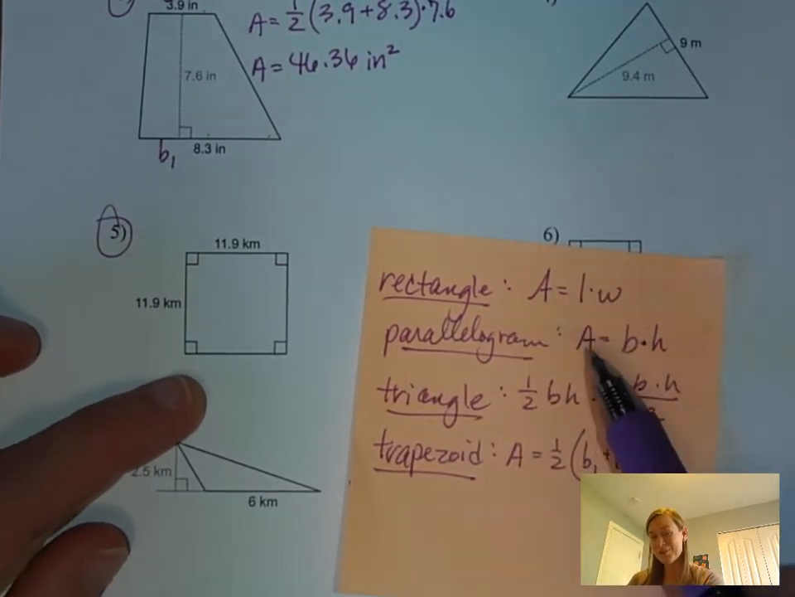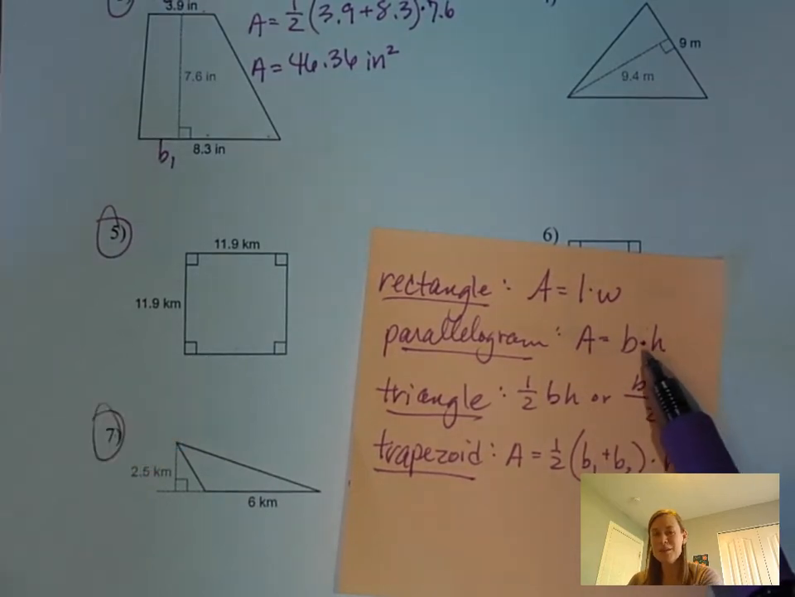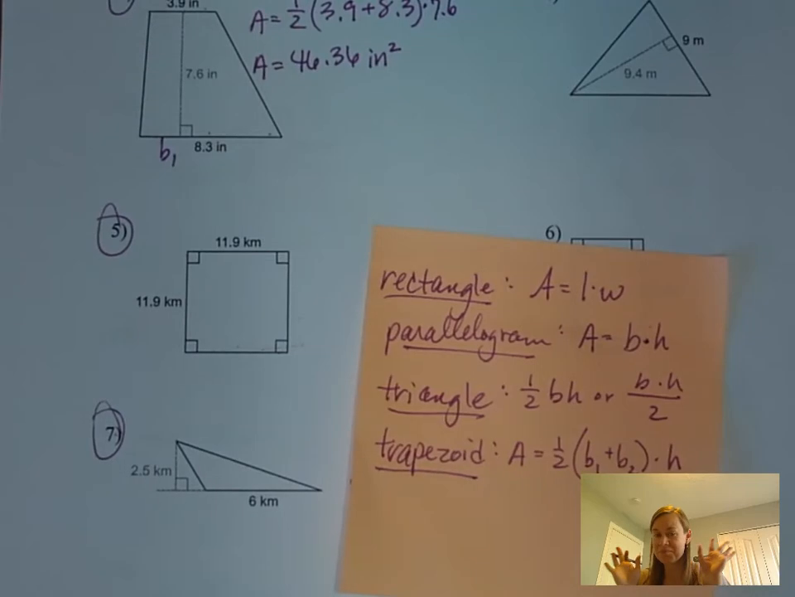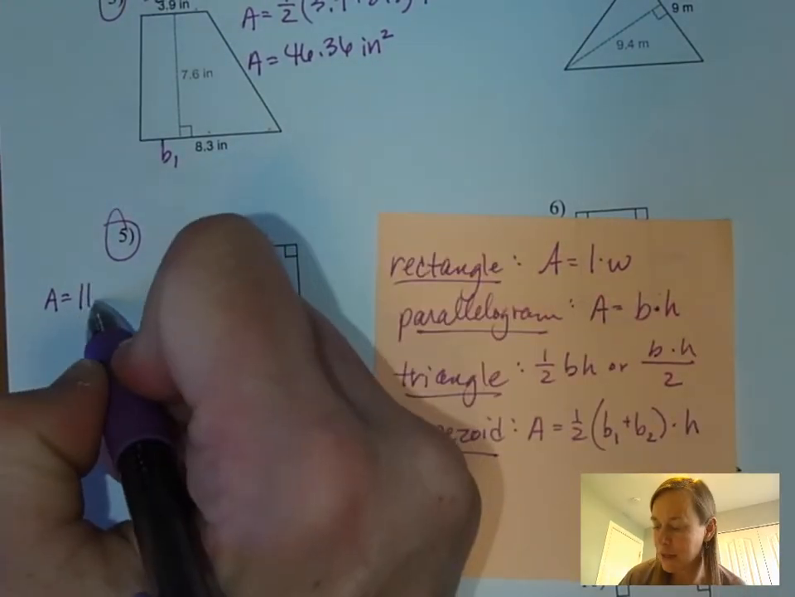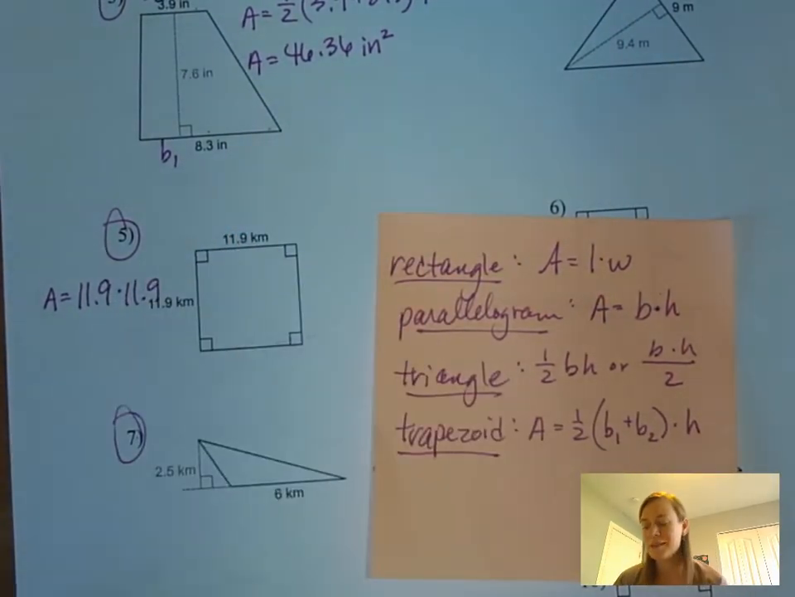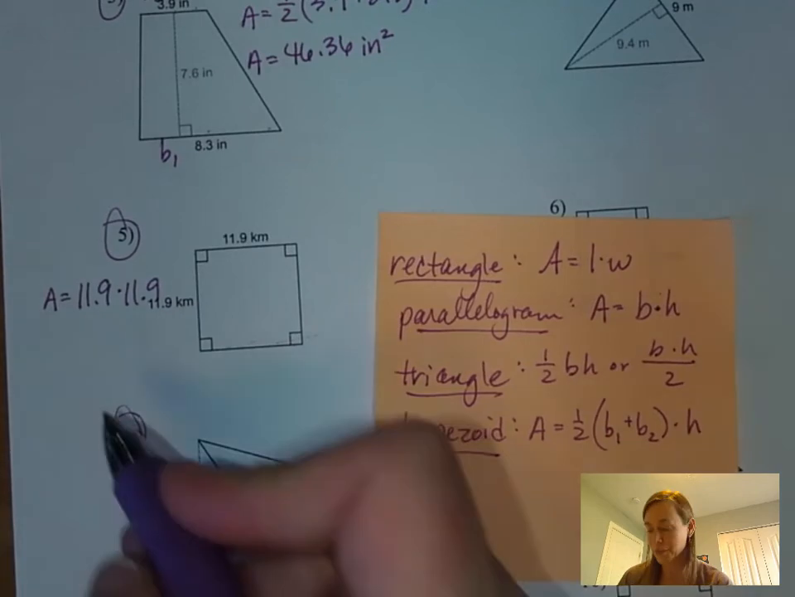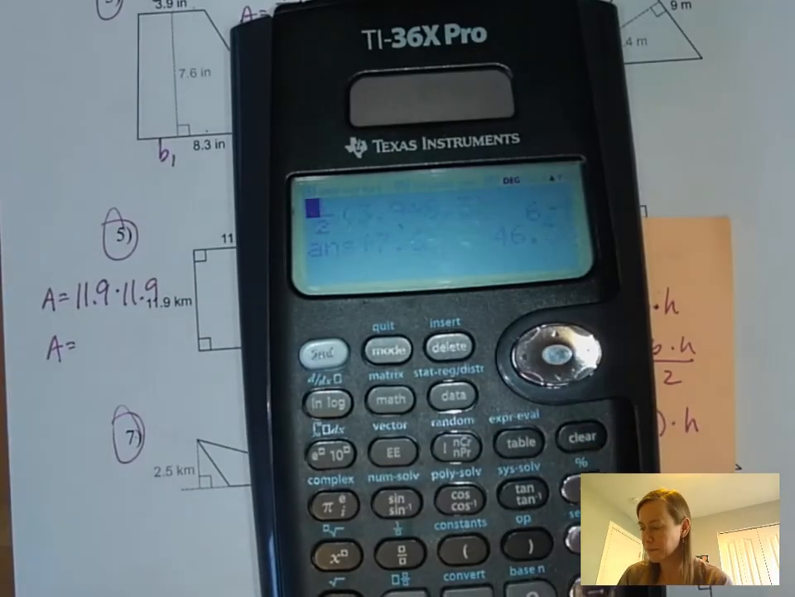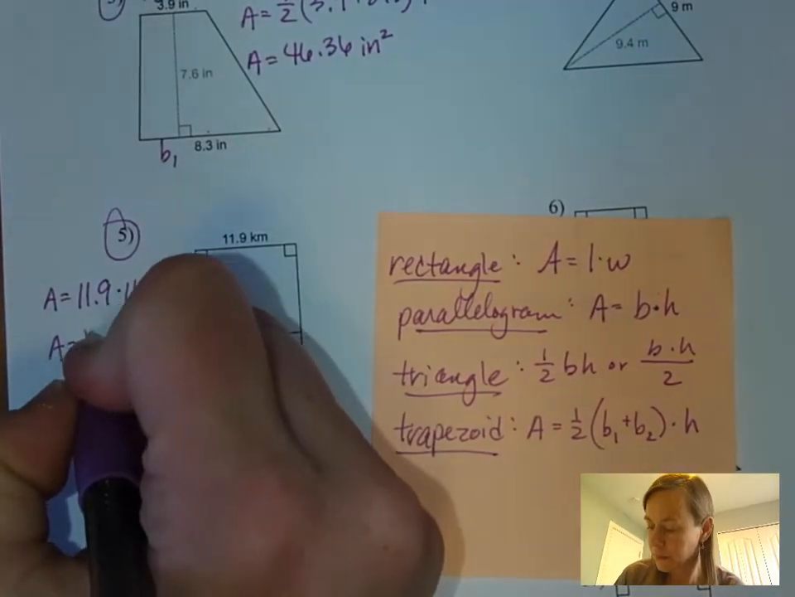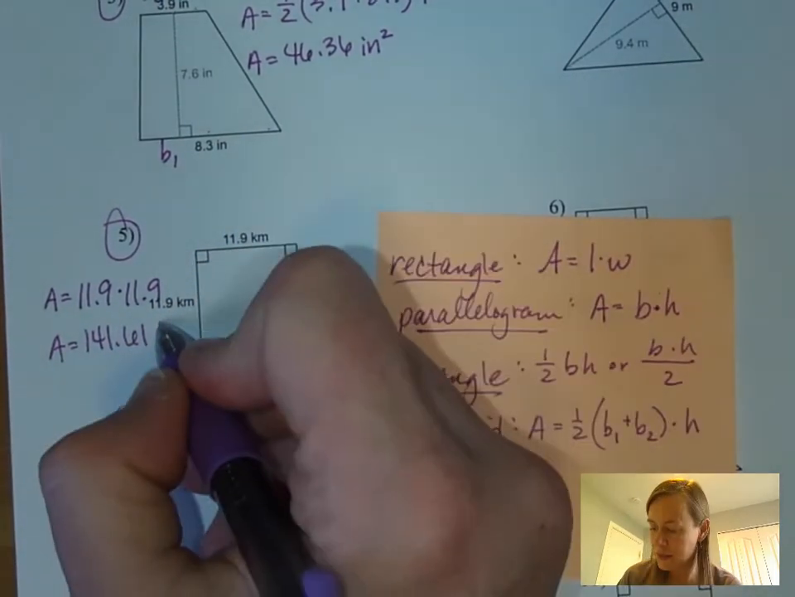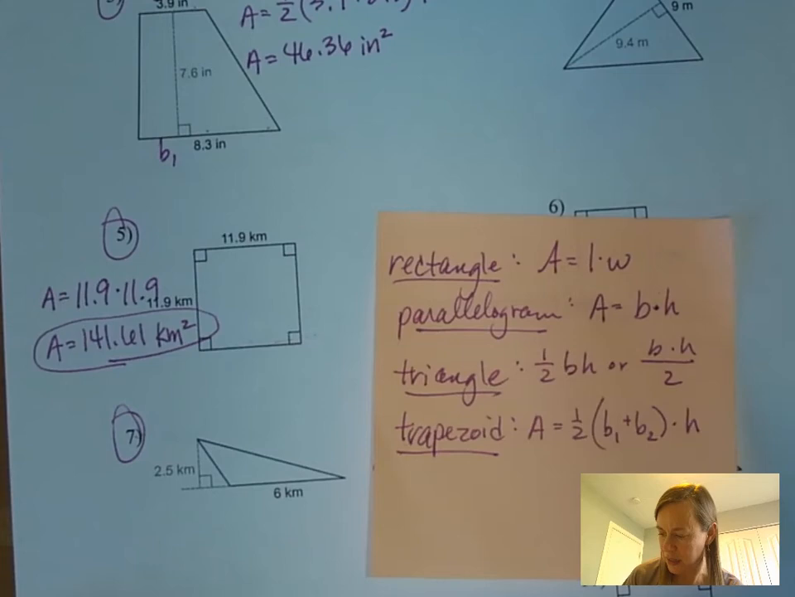If you notice, the formula for a parallelogram is exactly the same. We're just calling them different things. You could do base times height here. Totally the same thing. In fact, this happens to be a square, doesn't it? So you could really just do side squared. Area equals, okay, let's do length times width: 11.9 times 11.9. Could you just do 11.9 squared if you wanted to? If you want to keep it simple and do length times width, that's what you do. So what is 11.9 times 11.9? It's going to be 141.61. And that unit is kilometers. Let's write that down and square it, and we're done.